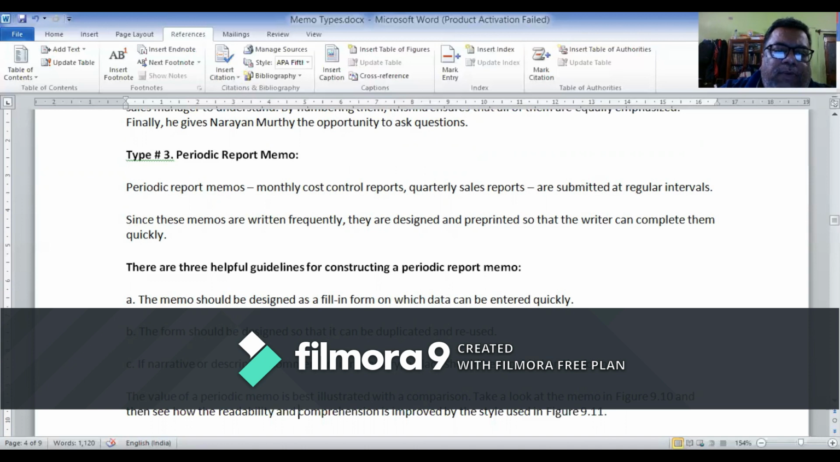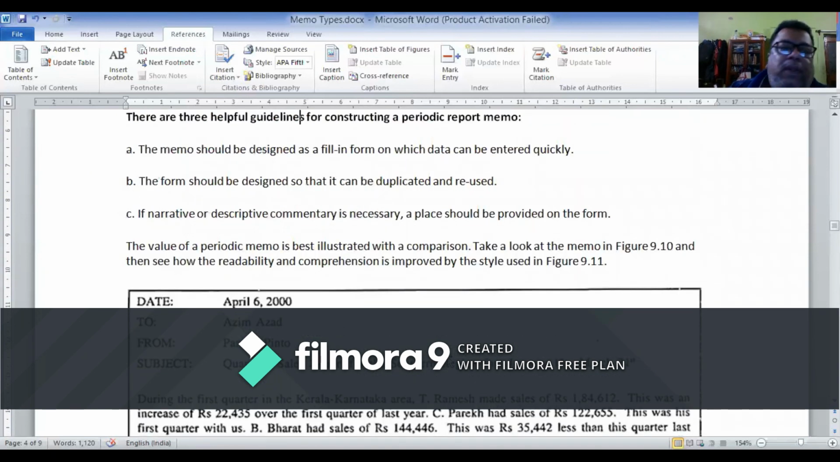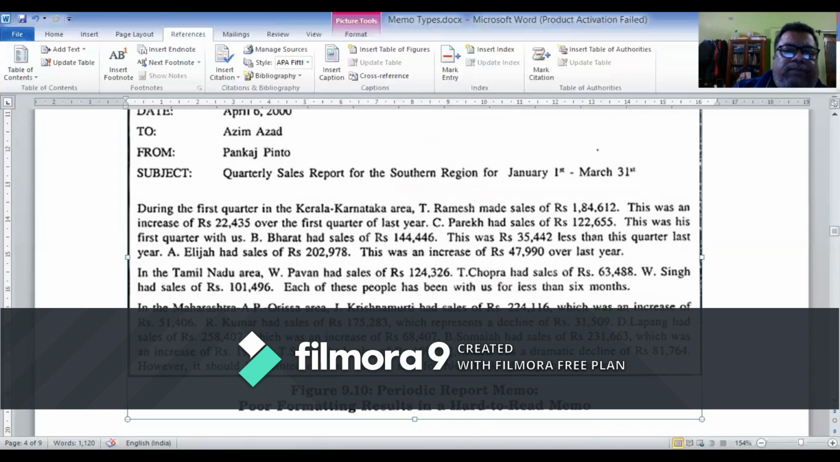So the memo should be designed as a fill-in form where data could be entered quickly, because we don't have the time to do this over and over again. The form should be designed so that it can be duplicated and can be reused for future months or quarters or weeks. We don't know what is the frequency of these reports. And if narrative or descriptive commentary is necessary, there has to be a provision for that also. Now, if we look at this illustration here, this is a horrible example of a sales report or a periodic report memo.